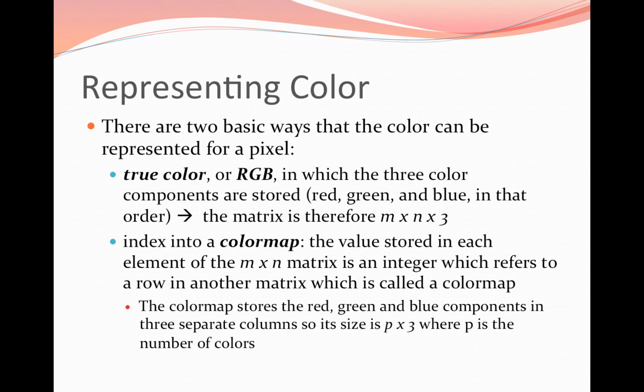The color map matrix stores the red, green, and blue components in three separate columns. So the size of the color map matrix is p by 3, where p is the number of colors. But you always have three columns representing the red, the green, and the blue components.